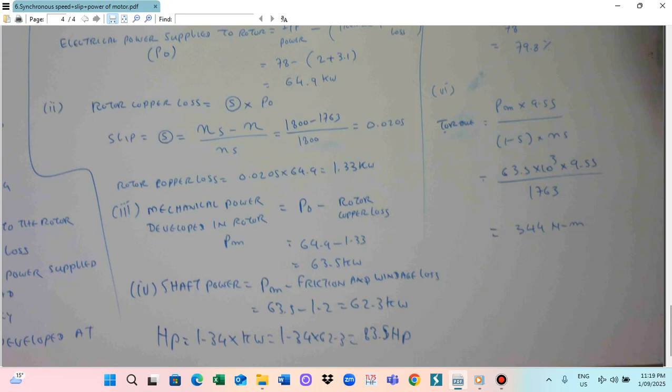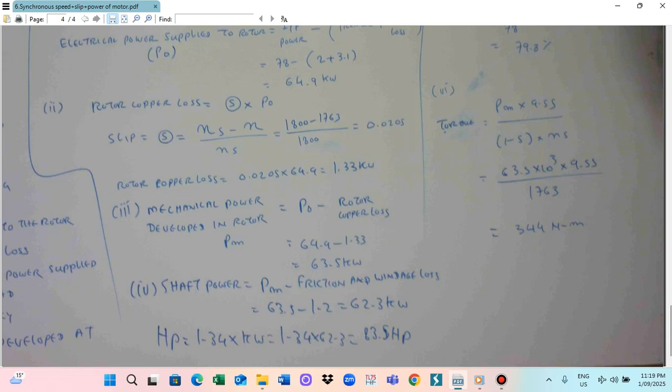So this is the answer for part 2: the rotor copper loss is 1.33 kilowatt. And then we also need to calculate the shaft power. Shaft power means the mechanical power output. The electrical power supplied to the rotor is 64.9, and we subtract the rotor copper loss. Then this is the mechanical power developed. From this you also subtract the windage and friction loss. Finally, you get the shaft power.